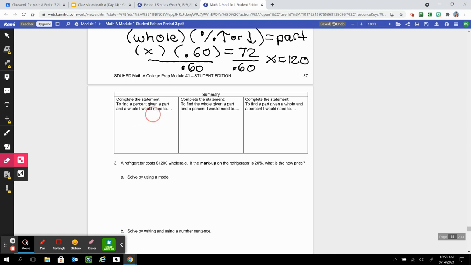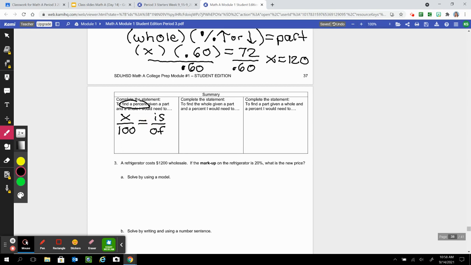So, starting over again, to complete this statement, we have to find a percent given a part of the whole. I would need to use the percent proportion. So if we're looking to find a percent, then I would write x as my percent over 100 equals is over of.